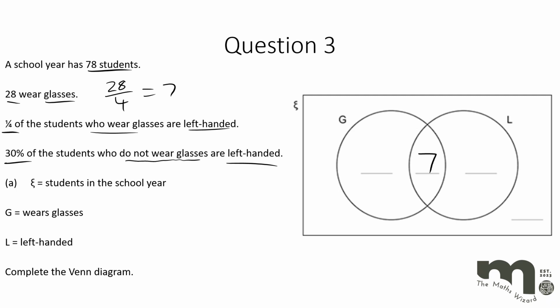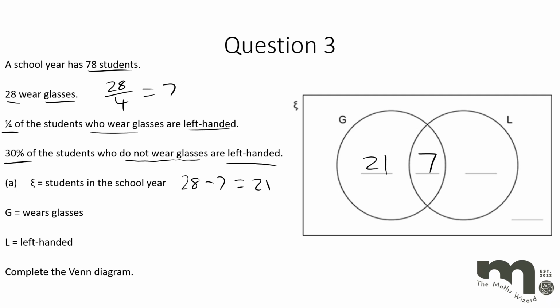So now what we need to do is have a look at this one here. So if we take 7 away from 28, that will give us 21. So these are 21 people who only wear glasses, but they're not left-handed. Now we're going to look at this 30%. So it says 30% of the people who do not wear glasses are left-handed.